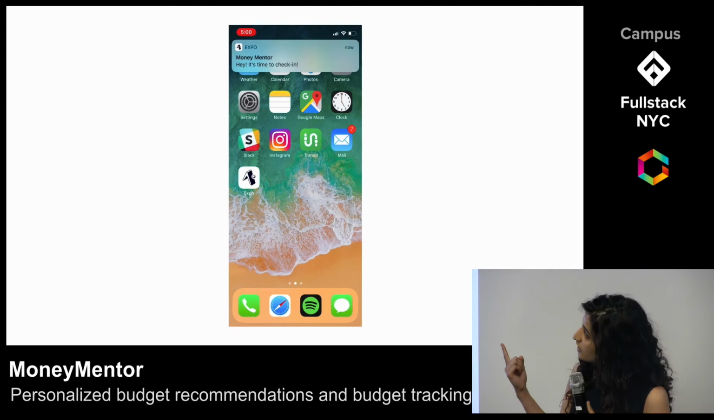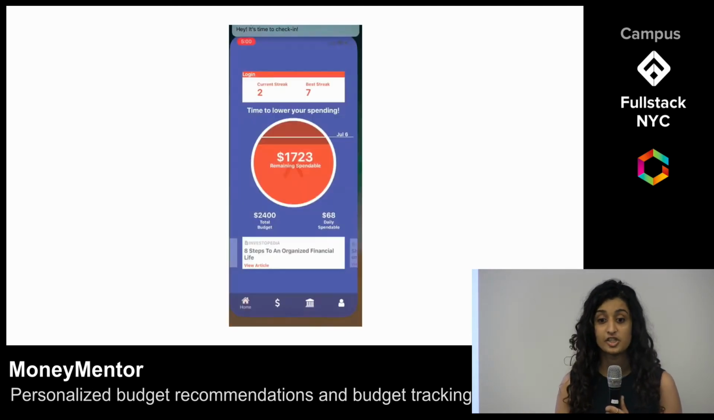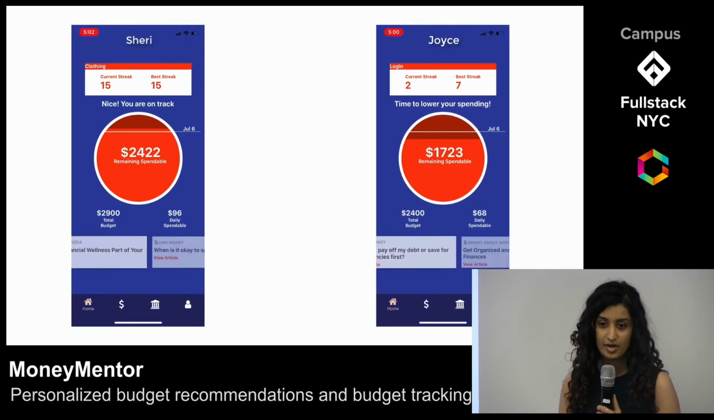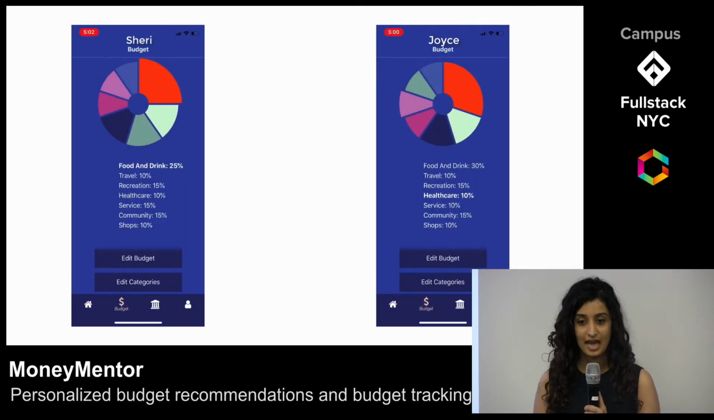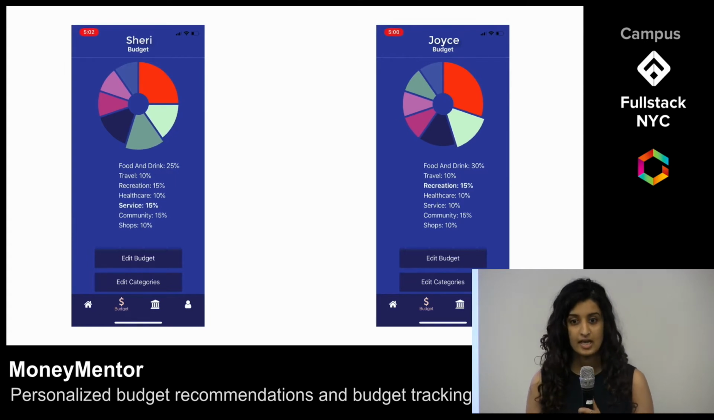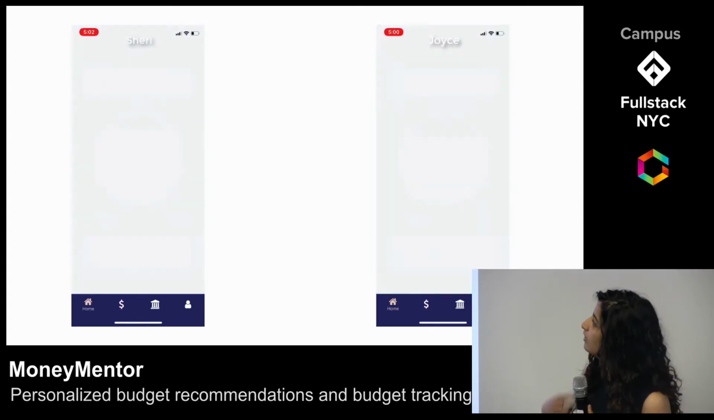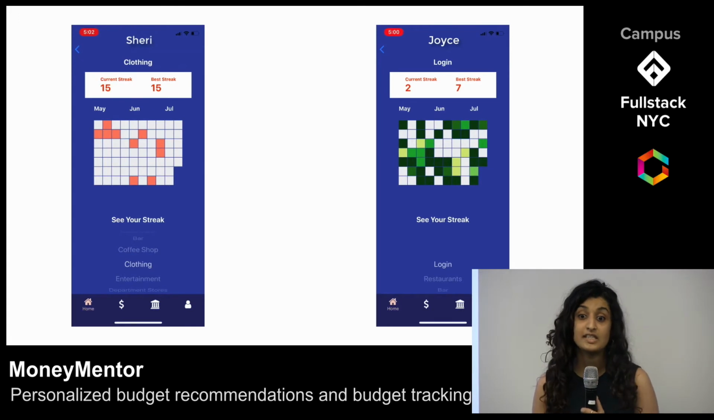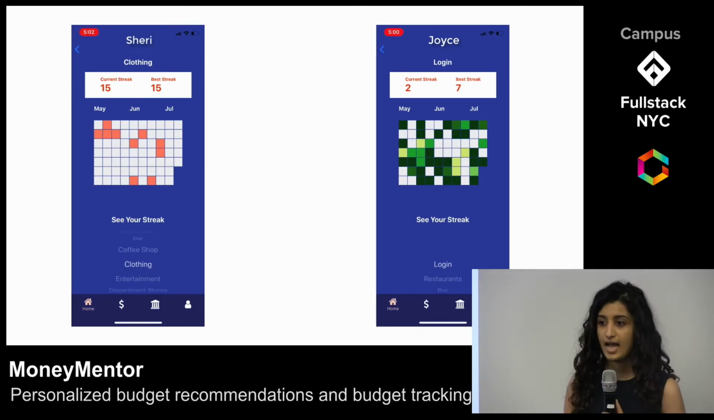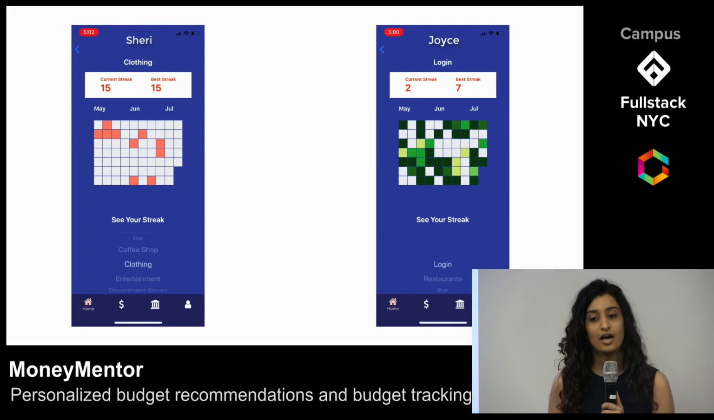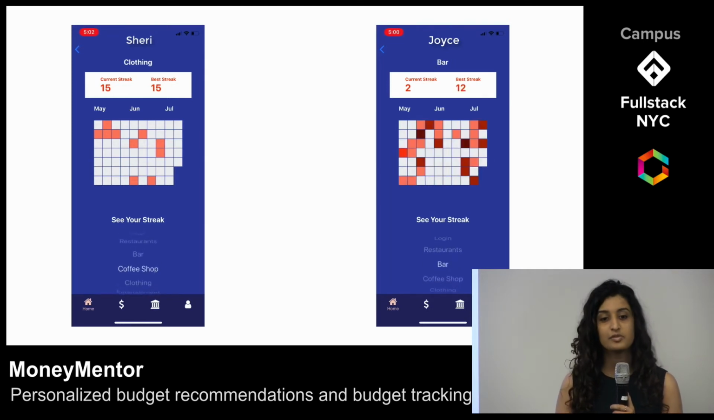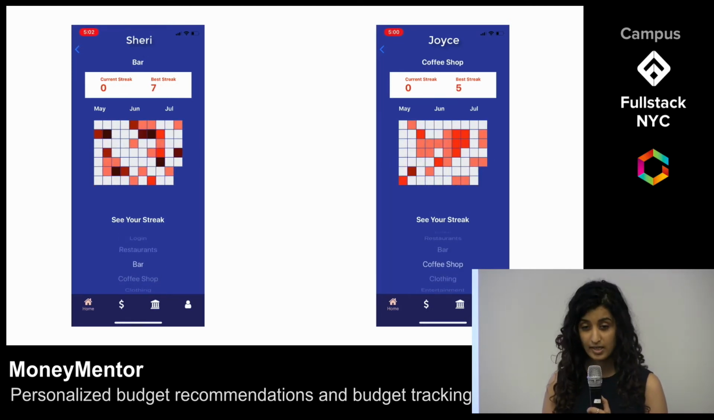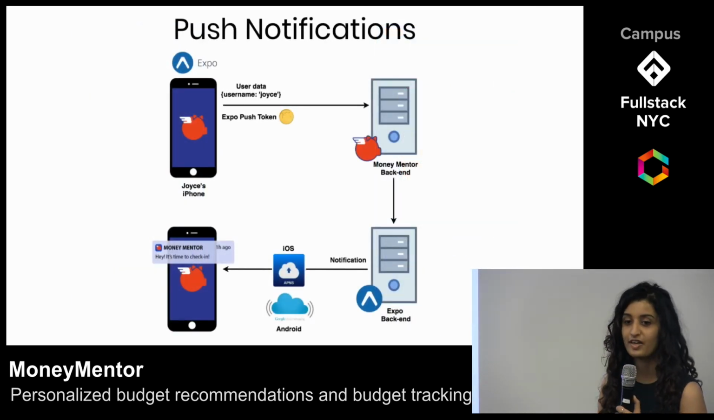Oh, look, Joyce just got her daily notification to check her app. Both Sheri and Joyce are given different financial articles. They're given different budget allocations and are given different streaks. As you can see here, Sheri has gone 15 days without buying new clothes. Good job. And Joyce has logged into her app 2 days in a row. This is a fun and great way to encourage users to have better spending habits. Now Joyce, the ostrich, is going to show you how push notifications work.